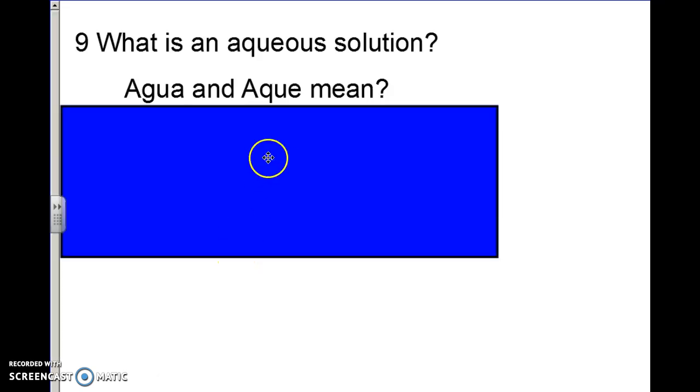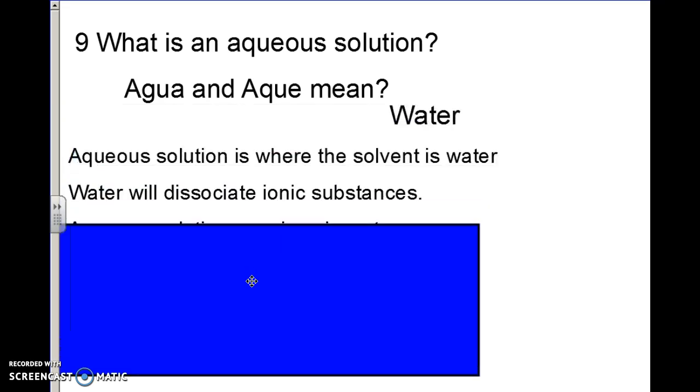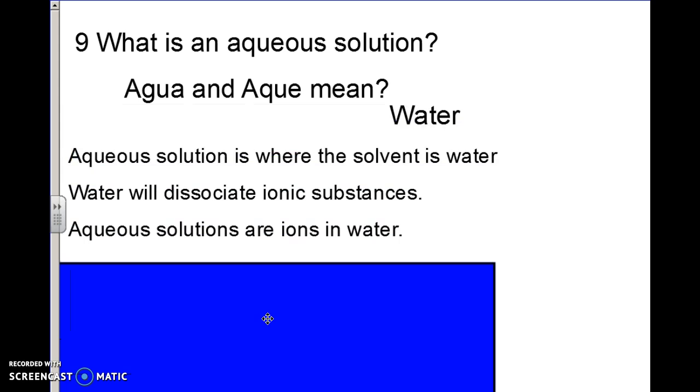What is an aqueous solution? So agua or aqua mean water. So an aqueous solution is where the solvent is water. Water will dissociate or break apart ionic substances. And aqueous solutions are ions in water. So most of the solutions in this unit will be aqueous solutions, and you'll start to see that show up in problems.